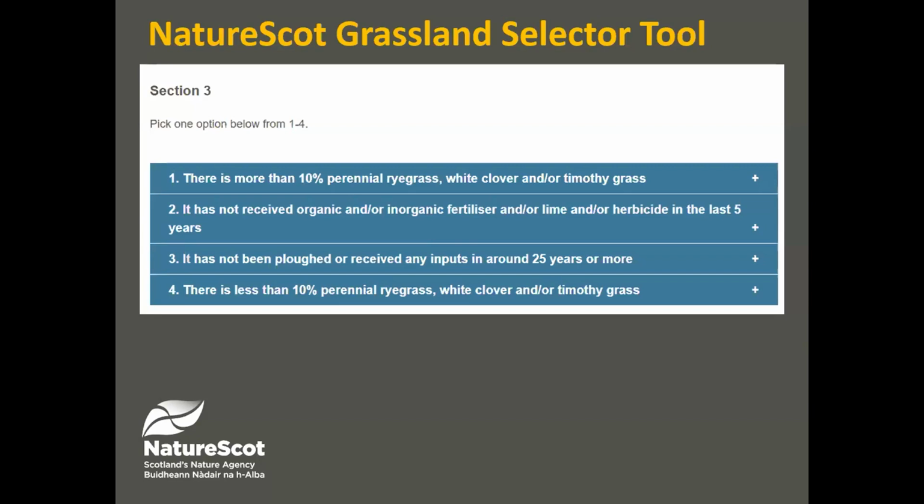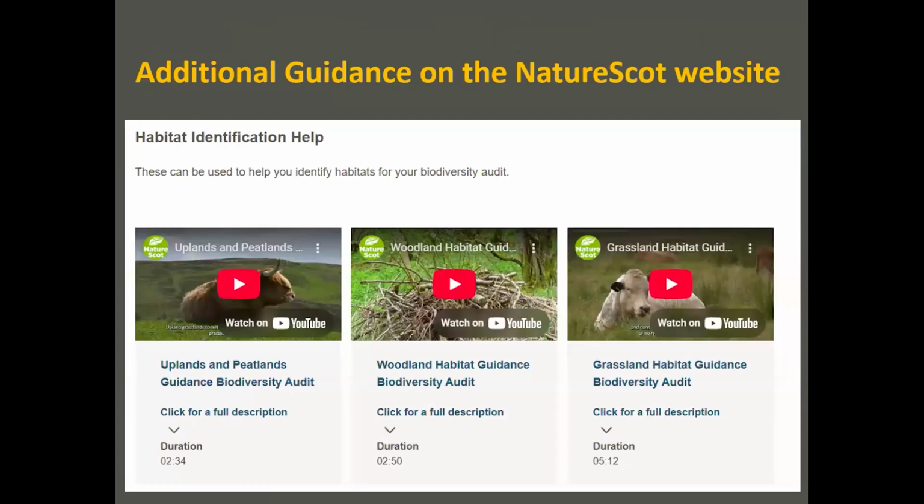So the other guidance that we've produced as well is we've got a dedicated biodiversity audit page on the NatureScot website. We've got some additional guidance on there, including a range of videos. So we've got one to help identify uplands and peatlands, the different habitats within that category, one on the different woodland habitats, and one on the grassland habitats. And what we'll do is provide a link to this additional information to Mari, which she can send out in a follow-up email.